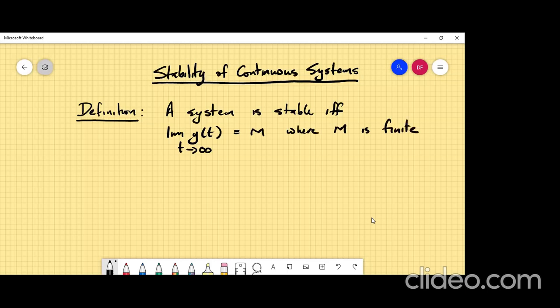So a better understanding can be obtained by looking at a graph. What we are saying is that the system is stable if, as time passes, it goes to a finite value, which we call M. M can be any number as long as it's finite. So the output is y, and as time passes, the system goes to that value and stays there.